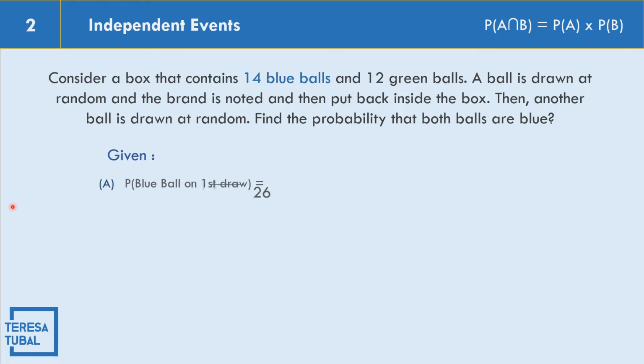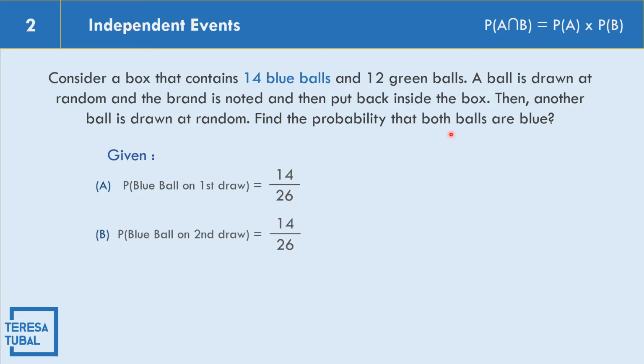The given, that is the event A, the probability of a blue ball on the first draw. So that is 14 out of 26. How to get 26? 14 plus 12, that is equal to 26. How about the event B? The event B is another ball, a blue ball on the second draw. So that is equal to 14 out of 26.